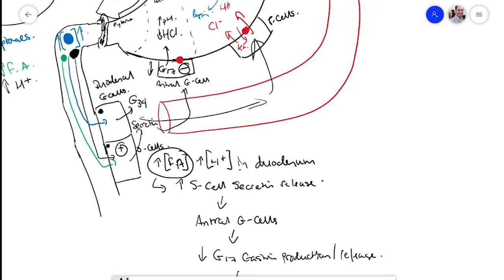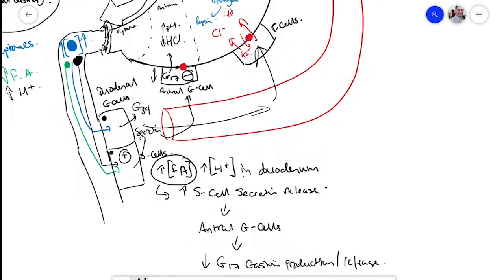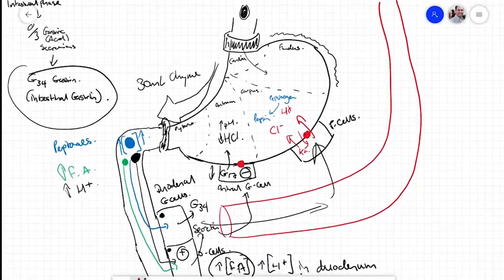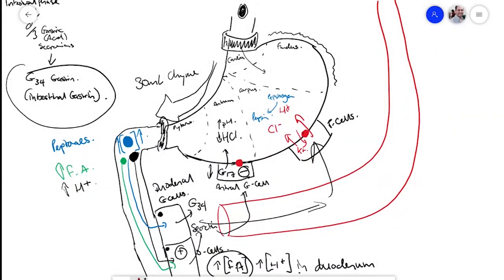The major thing that happens when we get very acidic stomach chyme is, and I'll do this in red, the major thing the secretin will do in response to stomach chyme, so we've done it in black with the way that it acts on the antral G cells. Now let's take all of this.